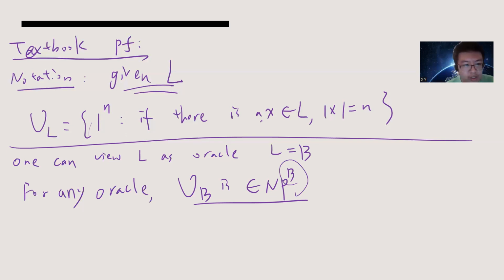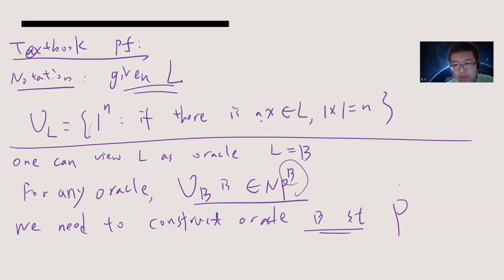Okay, so the problem is that we need to construct an oracle B such that U_B does not belong to P^B. So the difficult part is how do you construct such an oracle? Previously the oracle was defined using a very simple intuition, but in a rigorous proof, you need to use diagonalization.